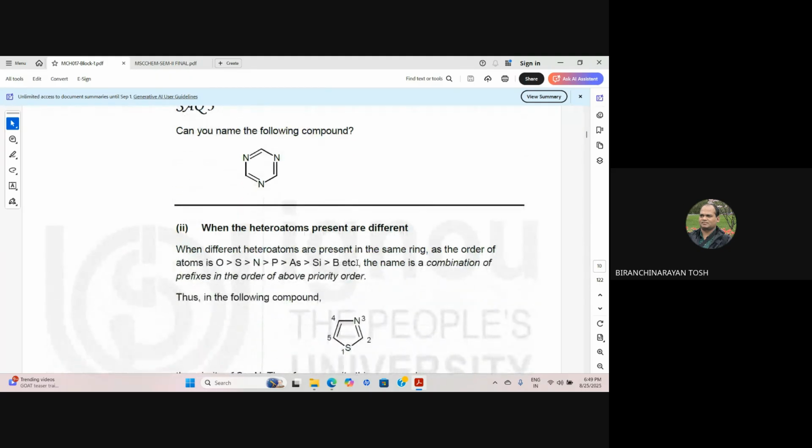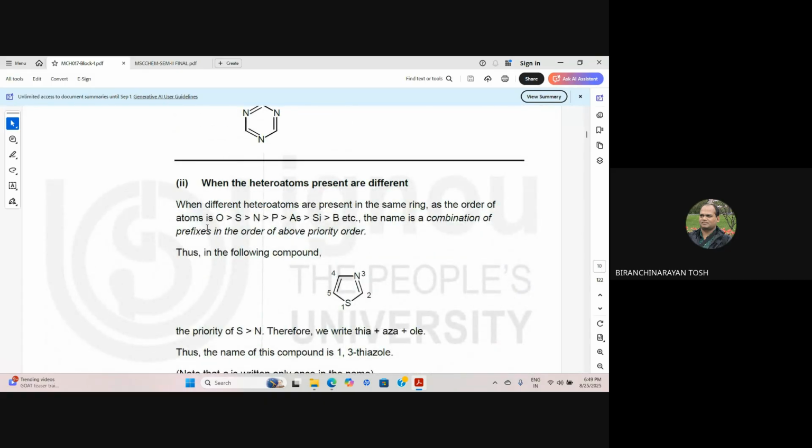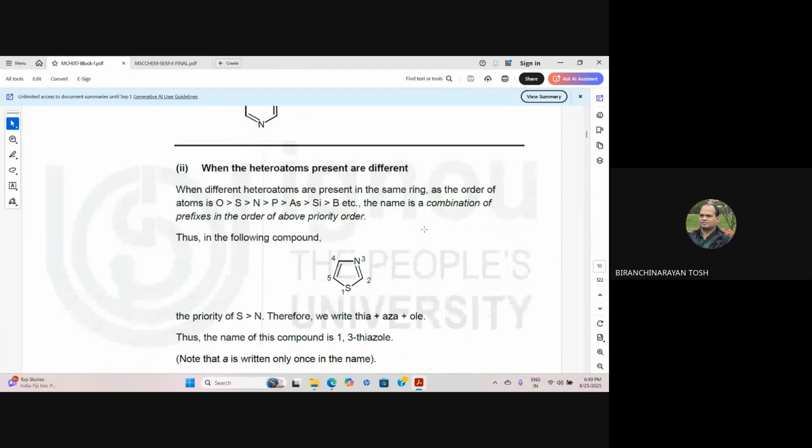When the heteroatoms are different, then we have to give the priority. Oxygen is the first priority, if present, then sulfur, then nitrogen, phosphorus, arsenic, silicon, and at last boron. So the name is a combination of prefixes in the above priority order.